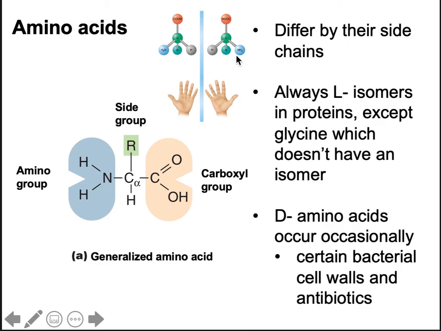Okay. We also have right and left what we call isomers, and it's the L isomers, always L isomers in proteins, with the exception of glycine. Glycine doesn't have a right hand, it doesn't have an isomer, but everything else, all the other amino acids, 20 of them, the one that you use in your body is going to be L.